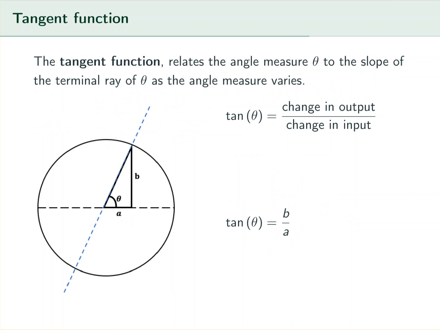How about the tangent function then? Sine function measured vertical distance, cosine function measured horizontal distance. What does tangent measure? Tangent function measures a slope. So it relates the angle theta to the slope of the terminal ray. So here we have a given angle right here, theta, and tangent will give a slope of this terminal ray, which is changing output divided by changing input, which is this distance divided by this distance.